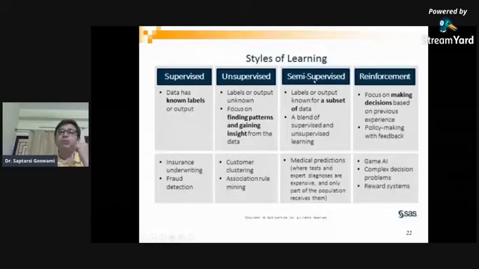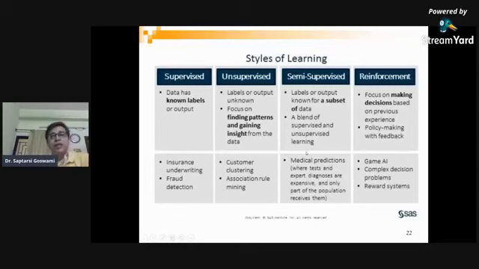Semi-supervised labels or outputs are known for a subset of data, so it's a blend of supervised and unsupervised, and you can use it on medical predictions, the case study that I talked about. Reinforcement is focused on making decisions based on previous experience, so here we are focused on policy making. These are used in games, and in complex decision problems. As I said, it can be an autonomous car, or used in a reward system. If you are designing something to do with a casino system, reinforcement learning can be used there also.